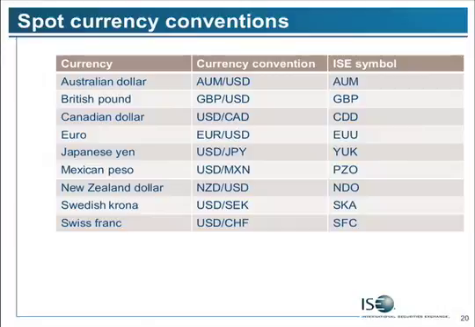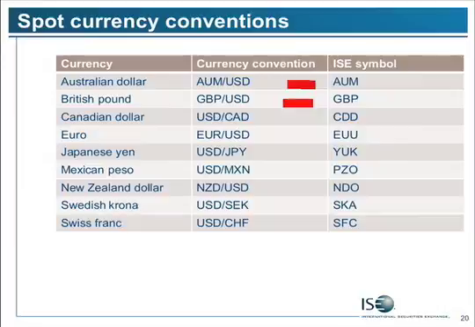A lot of you that trade the spot markets know what these are. And we have symbols that you would type in with your equity options broker to get those spot conventions. So AUM, GBP. AUM is going to be equivalent to the AUD divided by the US dollar. We multiply that by 100, so we come up with an index value, if you will.